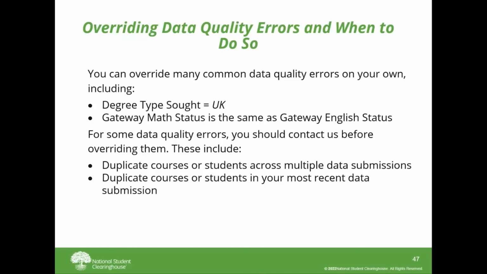For some data quality errors, you should contact us before overriding them. These include duplicate courses or students across multiple submissions or your most recent submission. If you receive any duplicate data quality errors or if you need help with data quality errors, please email us at pdpservice@studentclearinghouse.org. Please refer to our PDP knowledge base for more information on overriding your data quality checks.